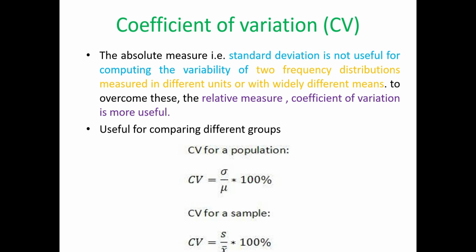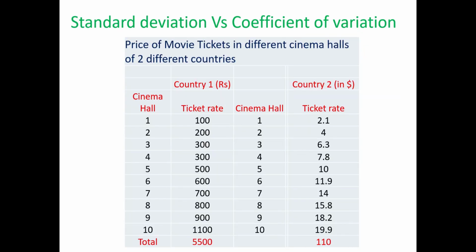So the coefficient of variation is given by sigma by mu multiplied by 100%. For a sample, S by x bar multiplied by 100%. So that's how we compute the coefficient of variation. We will do an example of this also, don't worry. Just see.